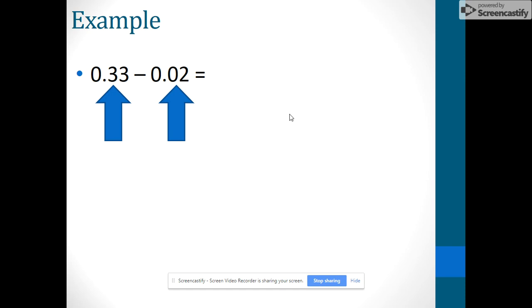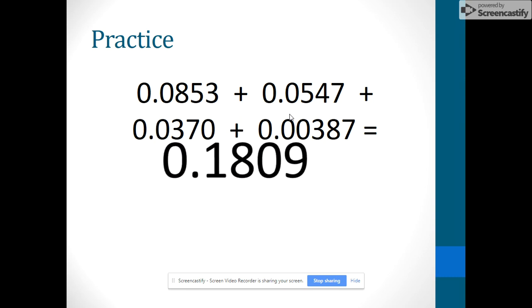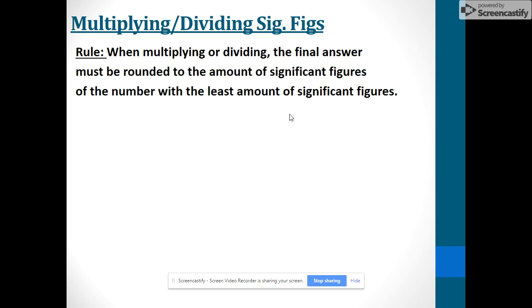Go ahead and try this example on your own. And again, as we go through these practice problems, be sure that you pause the video and see if your answer matches the correct one. We're going to move on to multiplying and dividing.